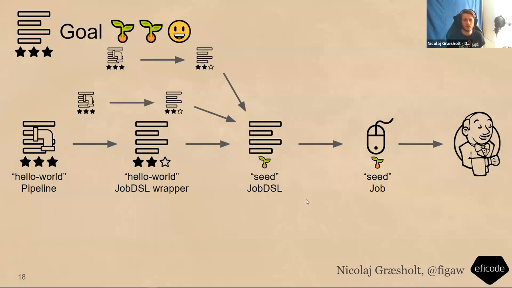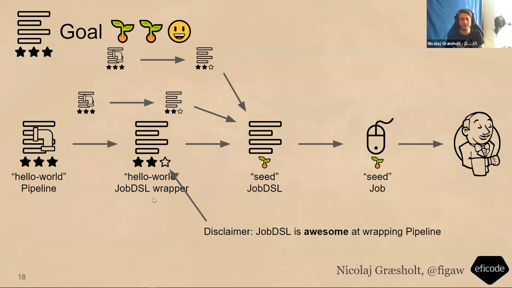Cool. So, a disclaimer about the stars thing. I'm kind of using them like a grading system, like which way of working is better. For the wrapping of pipelines, JobDSL is absolutely awesome, so it might as well have 3 stars. It's just for discerning between the two that they are different.